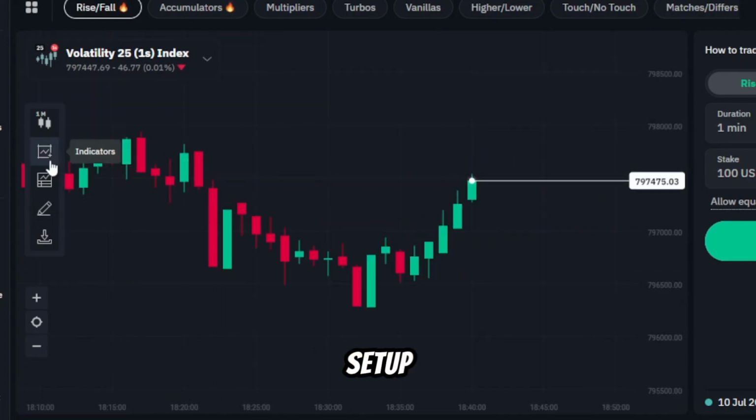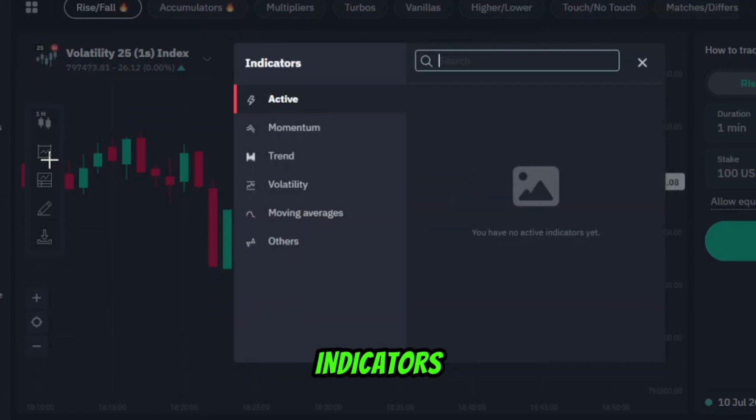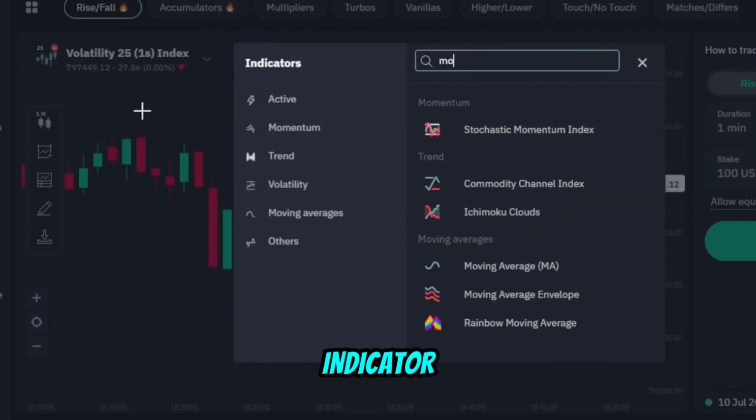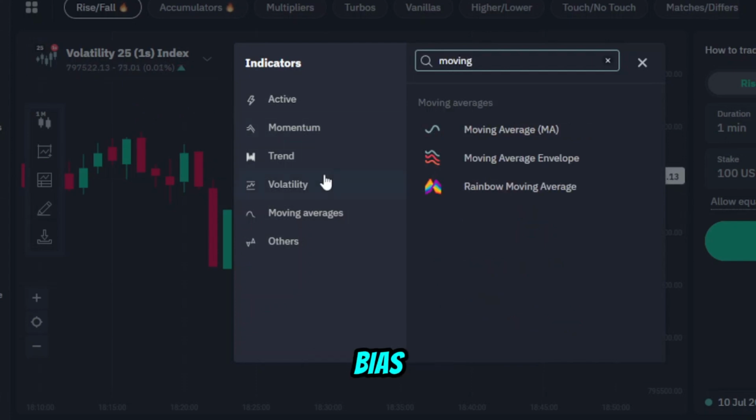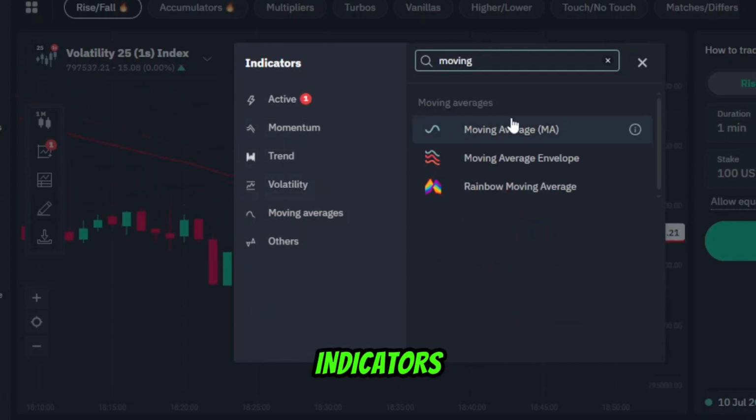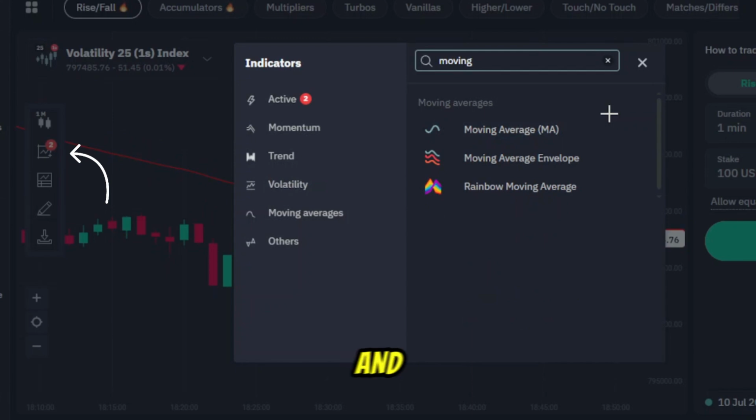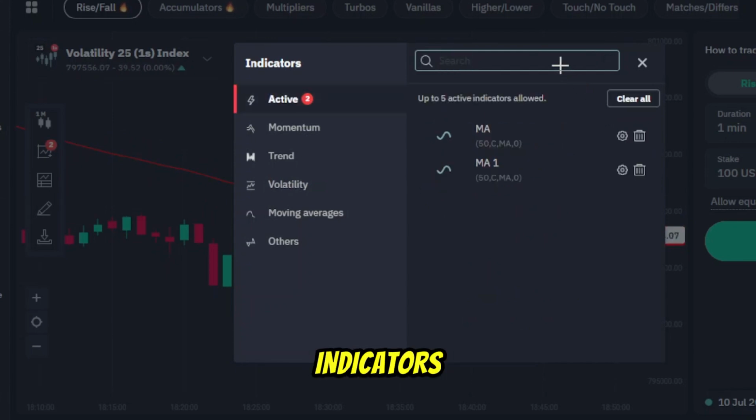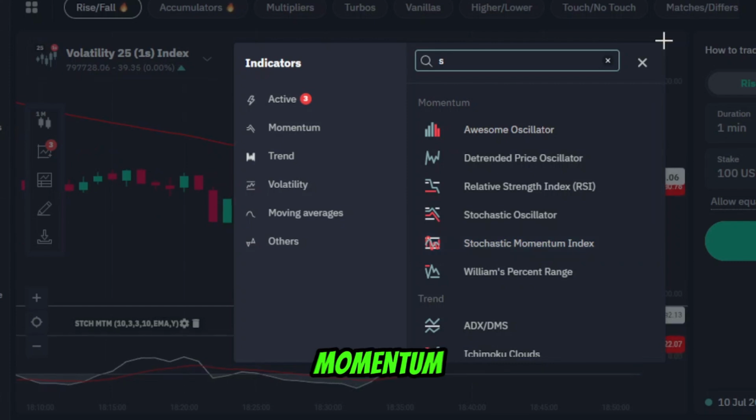This is a simple setup that requires only 3 indicators, and our entire strategy is to try and time our trades according to our indicator in our directional bias. To create this setup, open the Indicators tab on the right panel of the chart and search Moving Average. Click it 2 times to open 2 moving average indicators. Next, open the Stochastic Momentum Index.